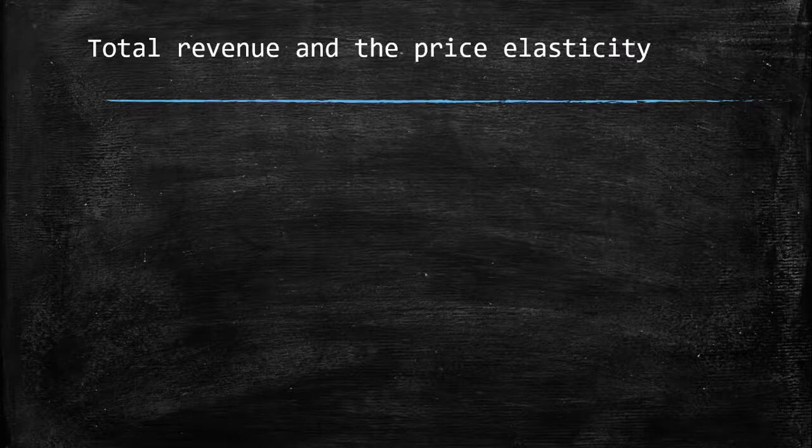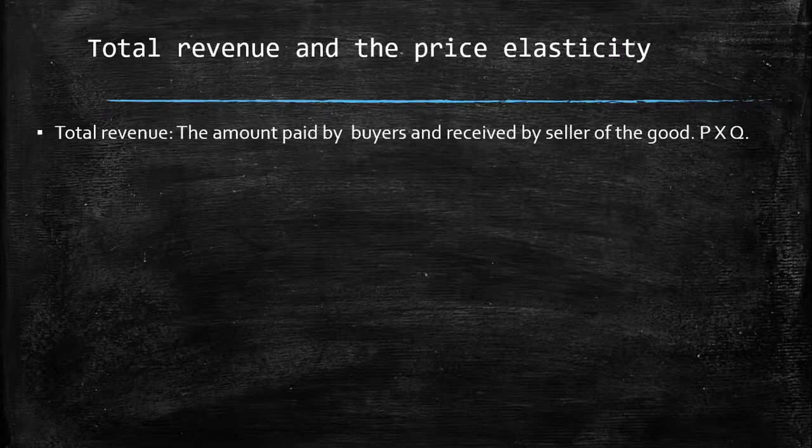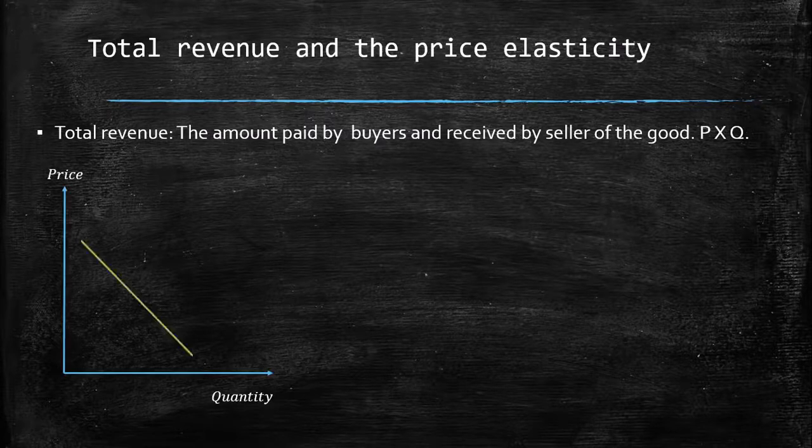So here we're going to talk a little bit about the total revenue and the price elasticity. Why is there a relationship between the total revenue and the price elasticity of demand? The total revenue is the amount paid by buyers and received by sellers of the good, which is the price times the quantities. Say you sell 10 calculators at the price of $5, so the total revenue is going to be $5 times 10 calculators, which is $50. Okay, so here we have the example.